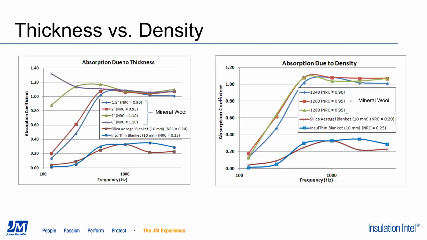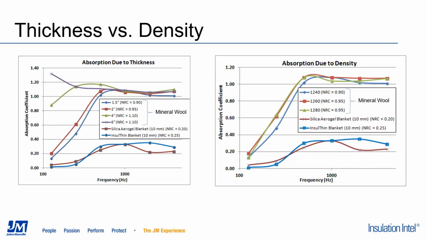So we've got 2 figures here. The one on the left shows a comparison of different thicknesses of mineral wool, in a range of 1.5 inch to 6 inch, and a couple of other products there just for comparison's sake. You'll notice at higher frequencies, all those mineral wool products are performing pretty much on par with each other. But once you get to the lower frequencies, the 6-inch products perform a whole lot better in comparison to the 1-inch and 2-inch products.